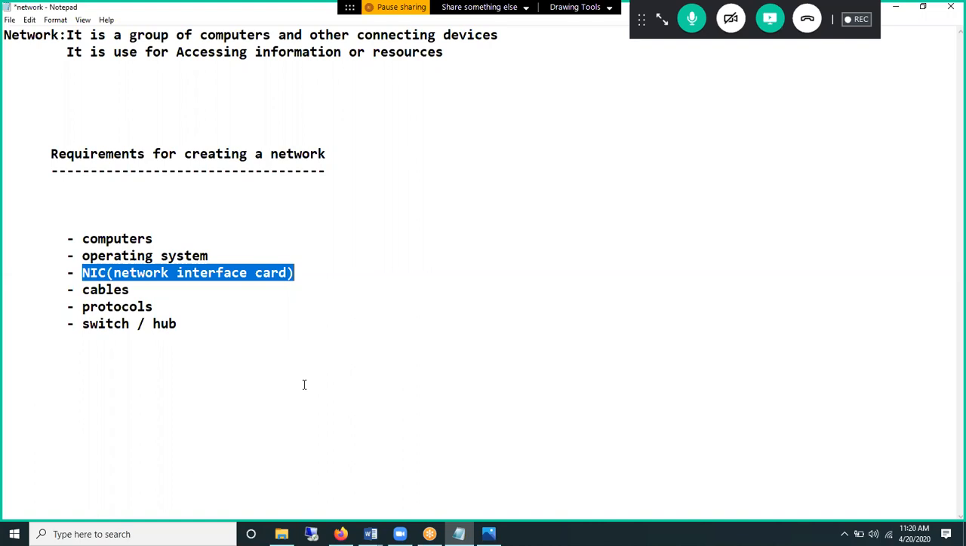So in a network, we need server and client. Both operating systems are compulsory. One operating system we use to provide the services on the network, and one operating system we use to access the services of a network.